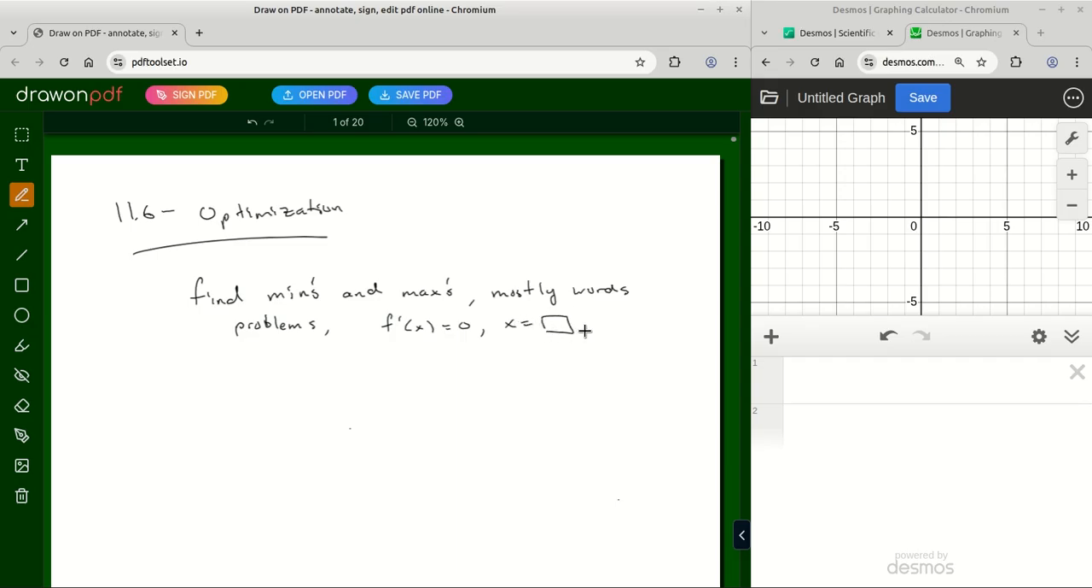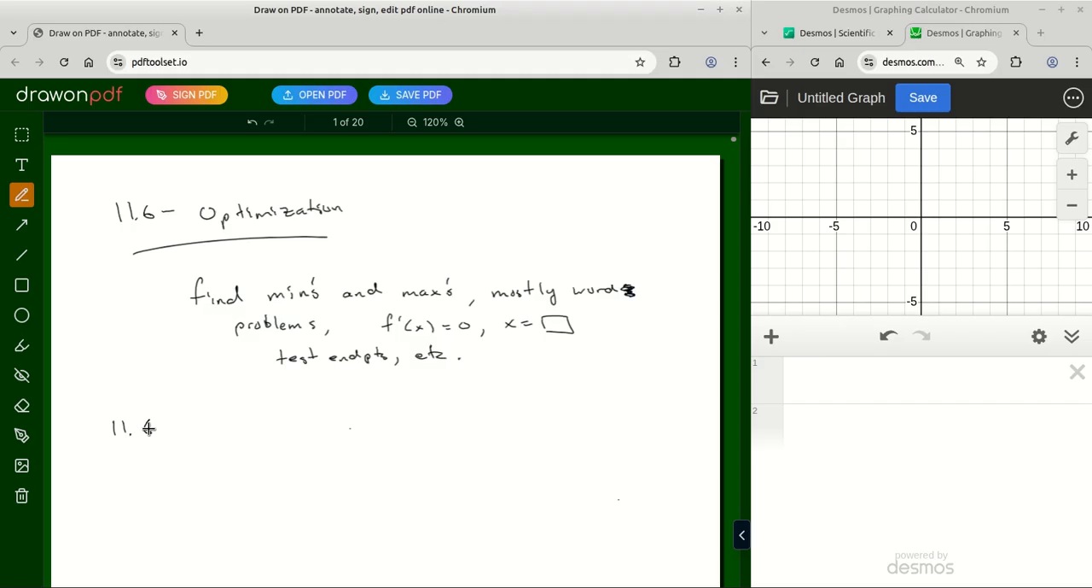So find mins and maxes, mostly word problems, and find the first derivative, set it equal to 0. You're going to also test the endpoints as well, etc. There's nothing new here. The math is not new, but I think that these problems are new.